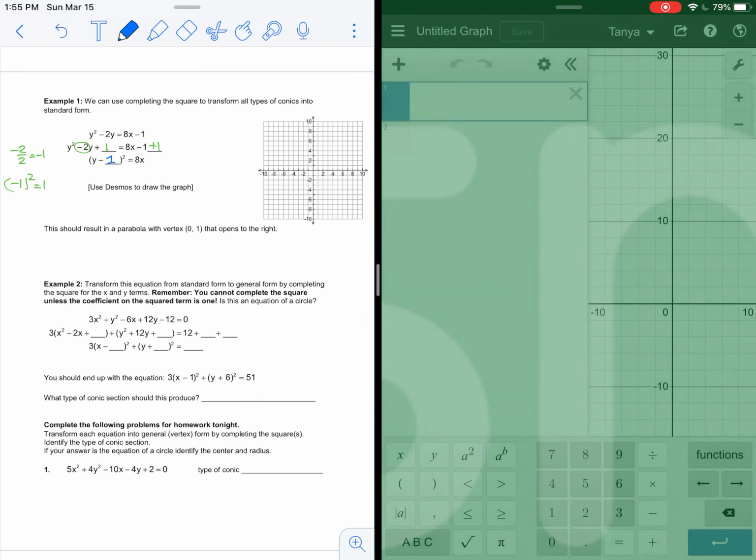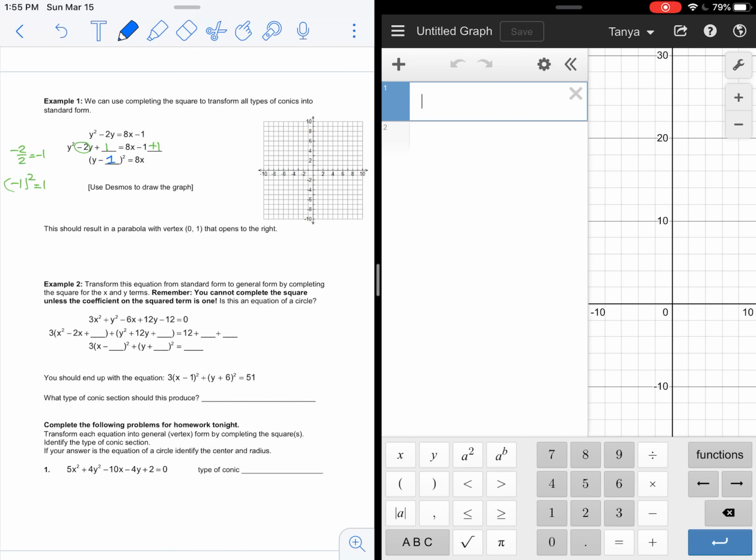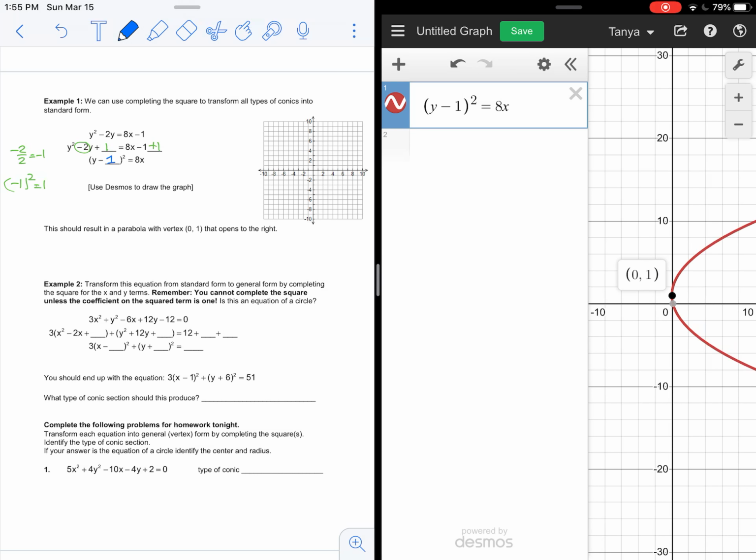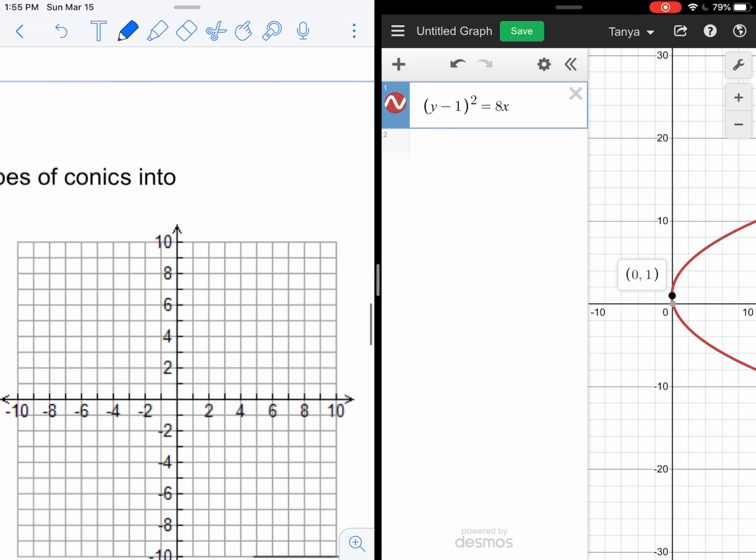If you use Desmos and you draw this graph, you can just type it in right here. Y minus 1 squared equals 8x. And you can use Desmos to go ahead and find some nice points to put on there. We'll be spending some time later in the unit just talking about parabolas themselves, and so we'll get a little bit better at that. You can just sort of trace around until you find a couple of nice points here. And I think the nice point, which I found more easily before, was 2, 5.